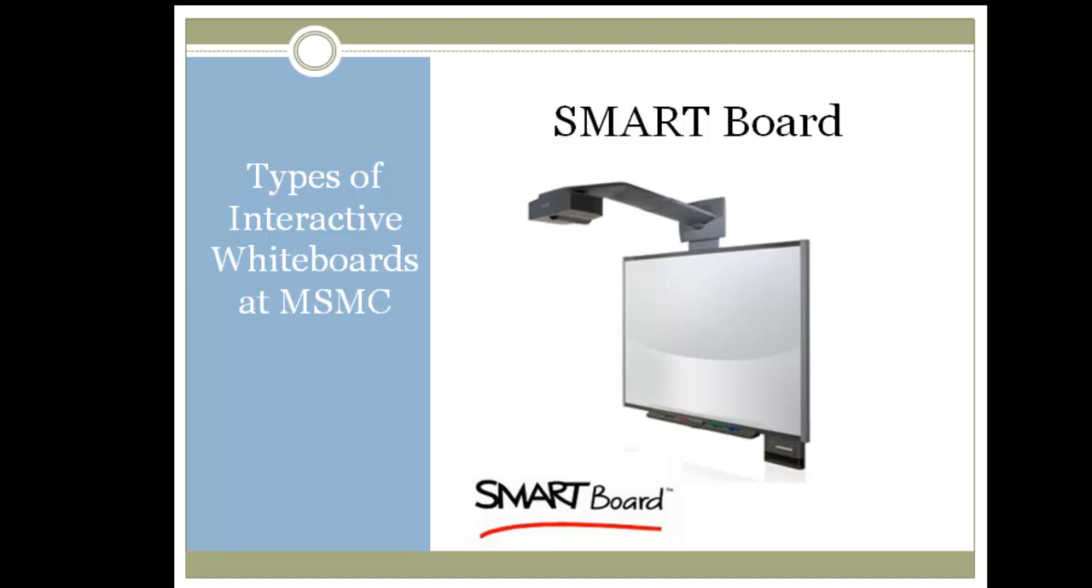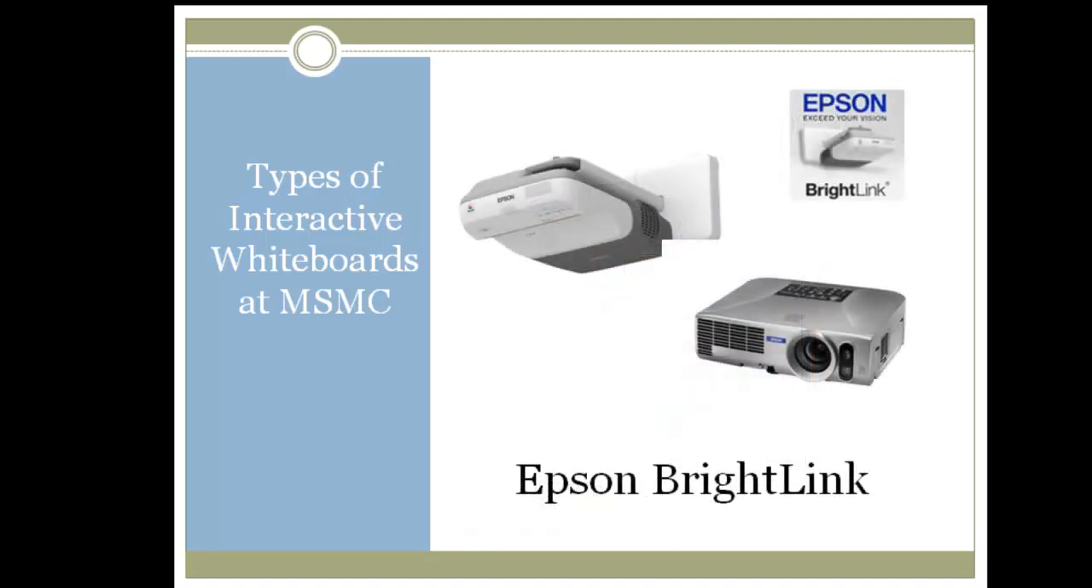One of them is the Smartboard brand. You could tell it's a Smartboard brand because you can't write on the white surface of the board with a regular dry erase pen. You can only project onto that board. The other type of interactive whiteboards that we have here is the Epson brand. With the Epson brand, images are projected on the regular whiteboard.